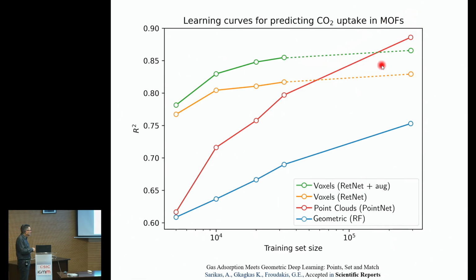The thing is, these lines here are dotted because we made an extrapolation of this line, since it was not easy to calculate the potential energy surface for hundreds of thousands of materials. Because this method needs a pre-calculation of the potential energy surface. This actually needs only the structure, these two. So this is how the things are going when we have a lot of data.